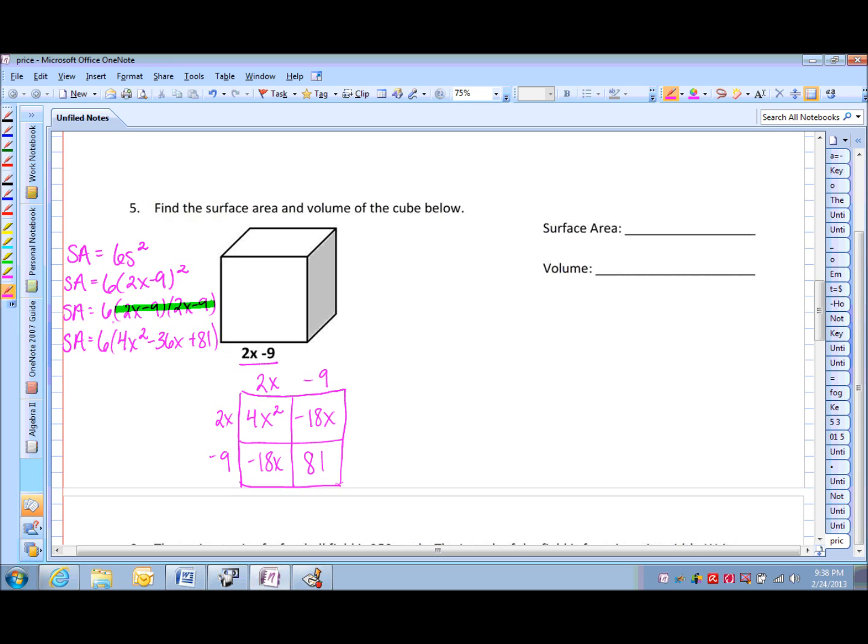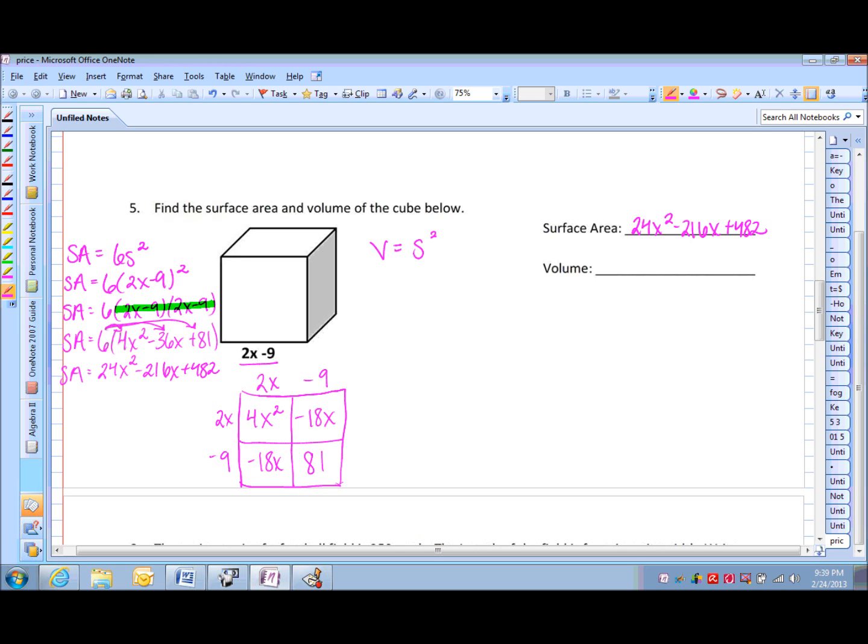Then I'm going to distribute the 6 inside the parentheses. And you end up with 24x squared minus 216x plus 486. Okay? So now we know the surface area of this cube, and we're going to fill in our blank. And now we're going to move on to volume.